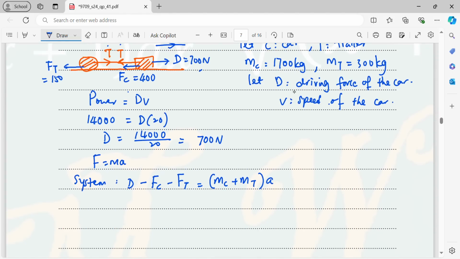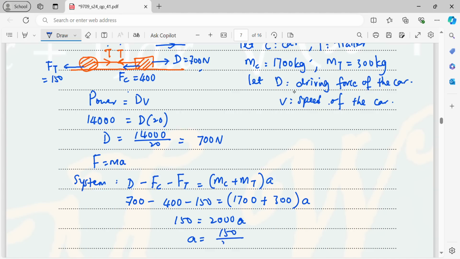So just replace all the values. D is replaced by 700. Then Fc is 400. Ft is 150. Then MC given 1700 plus MT 300, then multiply with A. From here, left hand side is 150, right hand side is 2000. Therefore, you can get the A directly. So my A is 150 over 2000, that is going to be 0.075 meter per second squared. So when you consider the system, you will get the A directly.